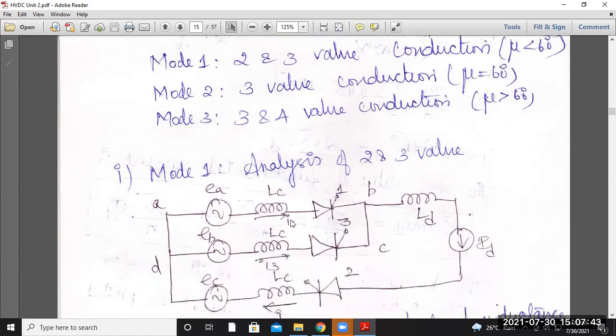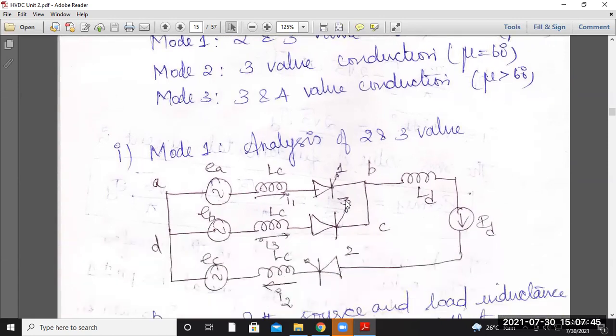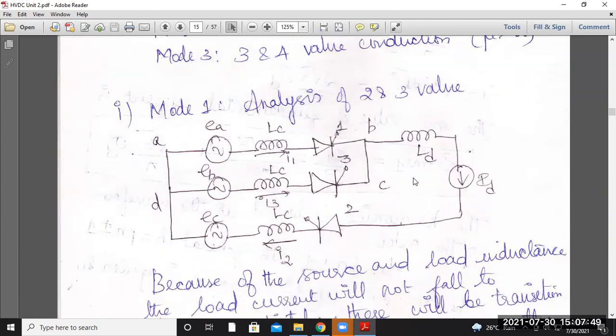Okay, here you can say this is the circuit diagram to explain mode 1, where the analysis of valves 2 and 3 is taken into consideration. So here also we have seen this is the EMF, that is the first EMF, represented as EA. The connecting inductor is given as LC, that is the smoothing reactor. The inductance connected with EA is named LC.